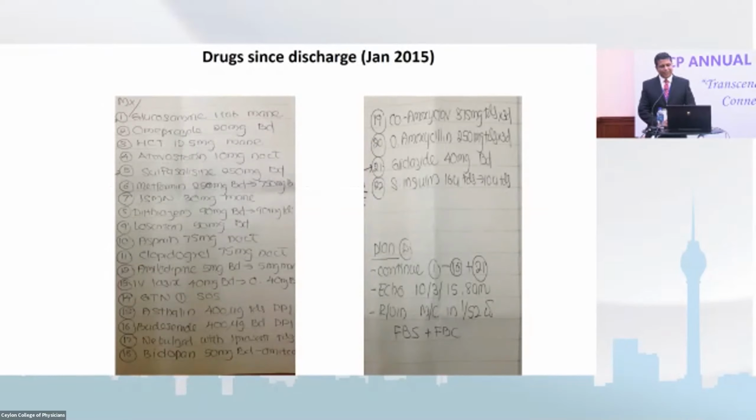These were the discharge drugs from the teaching hospital in January 2015. You can see she was on a lot of drugs. According to this, she was discharged on 17 drugs, 17 drugs, and she continued the same drugs until she met me with falls.